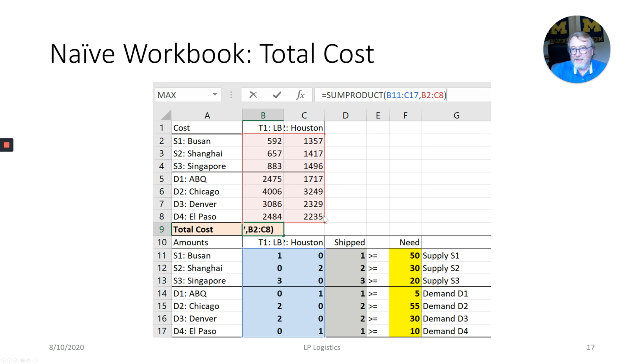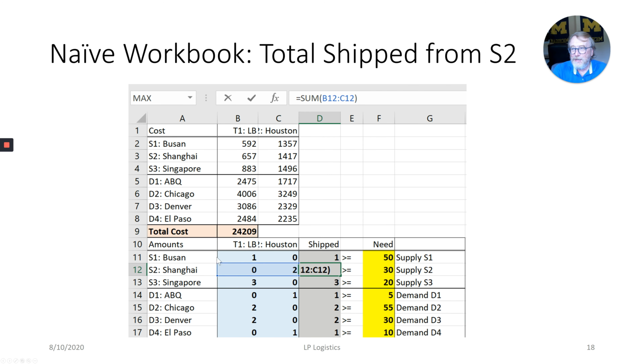Now, what I have here is, how much is being shipped out of Shanghai? Well, all you do is the sum. So you just add 0 plus 2, and that will be how much you ship out of Shanghai. So all of these shipped is just the sum of these, right? This is the amount being shipped from Busan, this is Shanghai, this is Singapore.